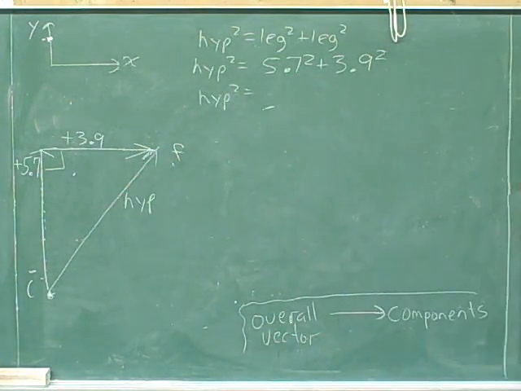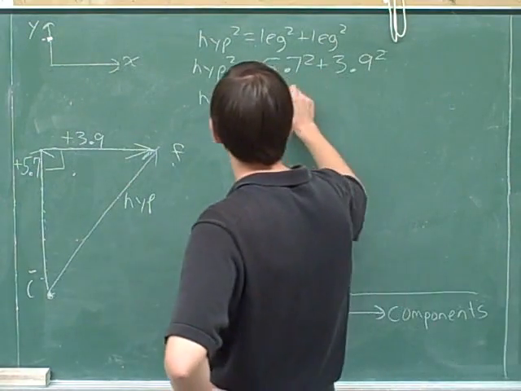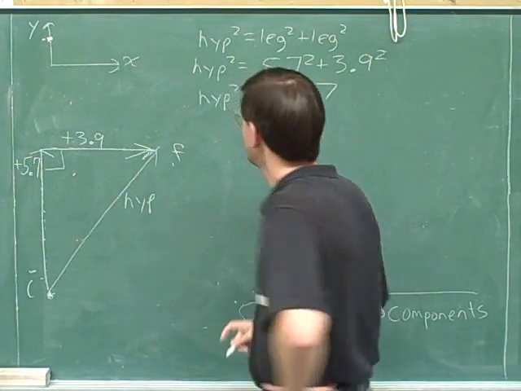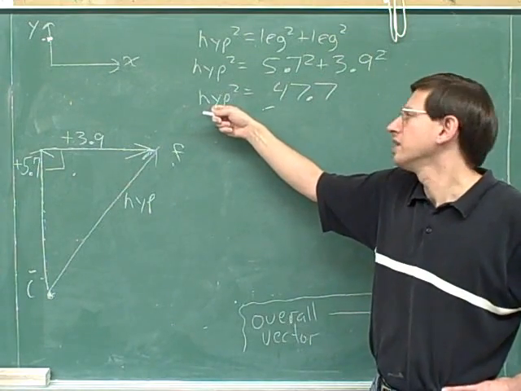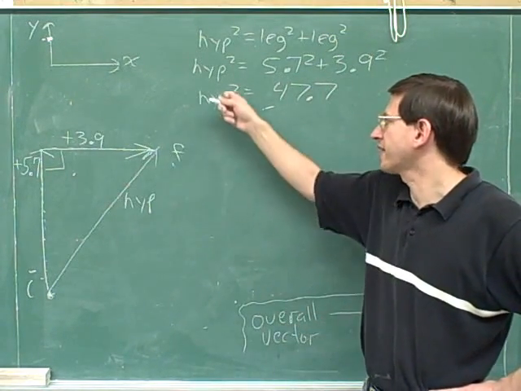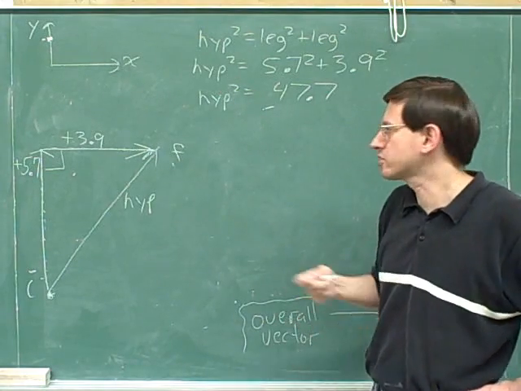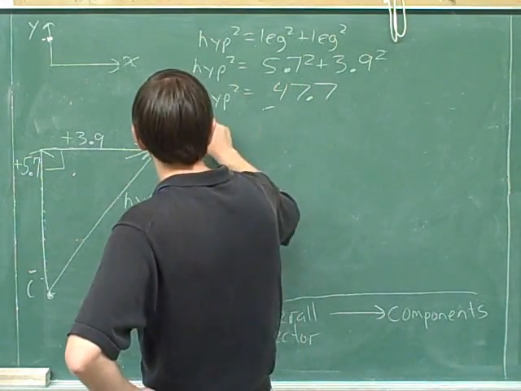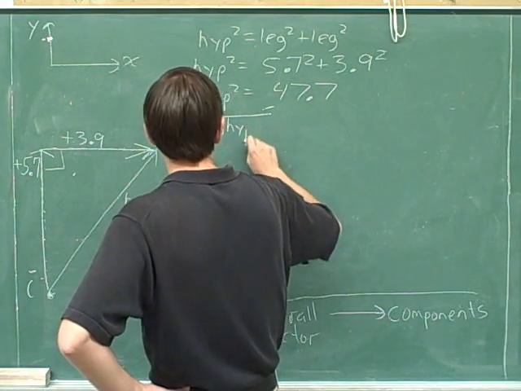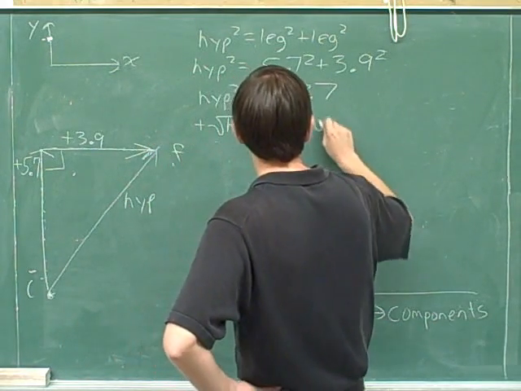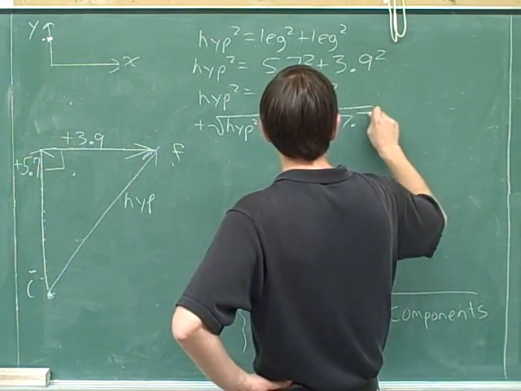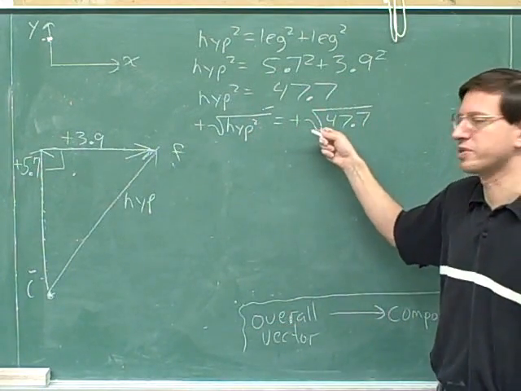We can use our calculator to do 5.7 squared plus 3.9 squared. That's 47.7. Now that's just the hypotenuse squared. Now we've got to get the hypotenuse term by itself by getting rid of the square term. Well, the way to get rid of a square is by doing the opposite, taking the square root. Positive square root, because we want to end up with a length.